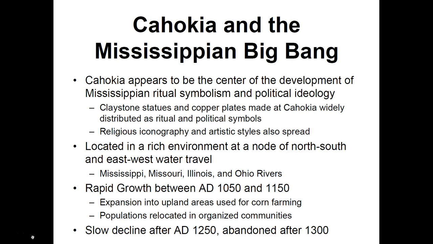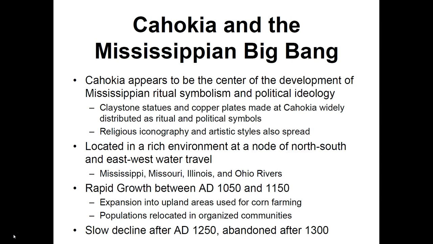Cahokia was established around AD 800, but went through a period of rapid growth between AD 1050 and 1150, when it seems to have emerged as the premier center of the whole Mississippian world. And we will look at a particular burial mound from Cahokia that was first established right at the beginning of this period of growth and used throughout it.